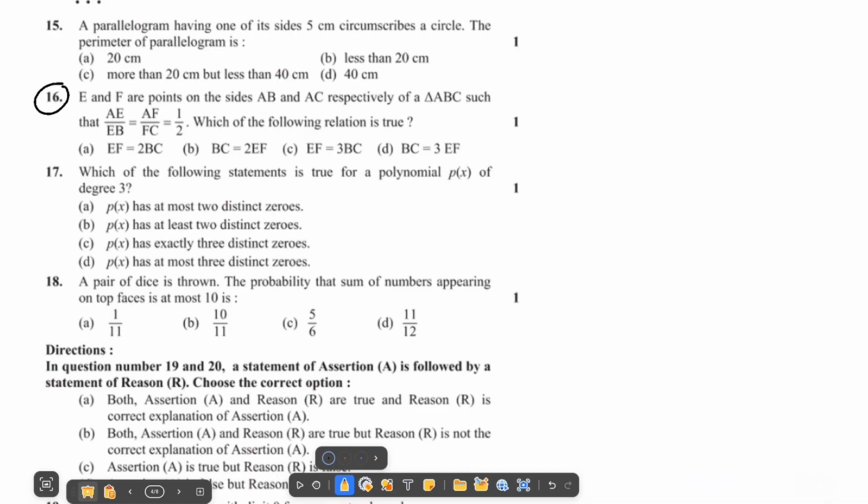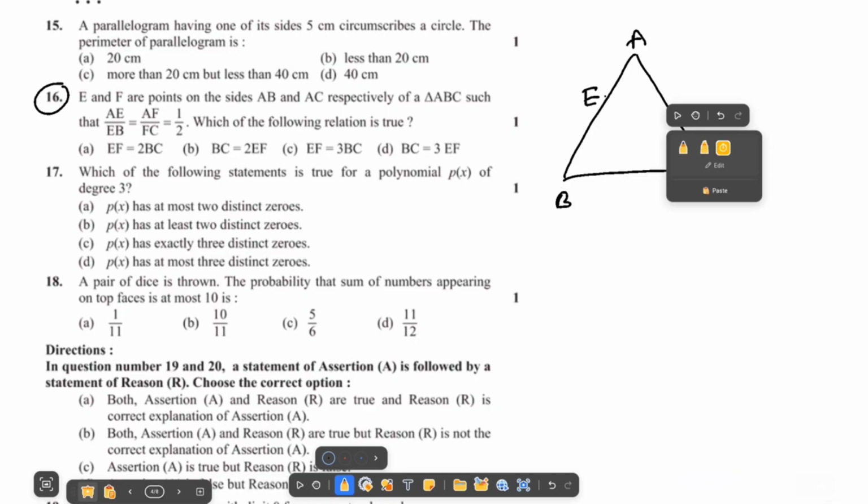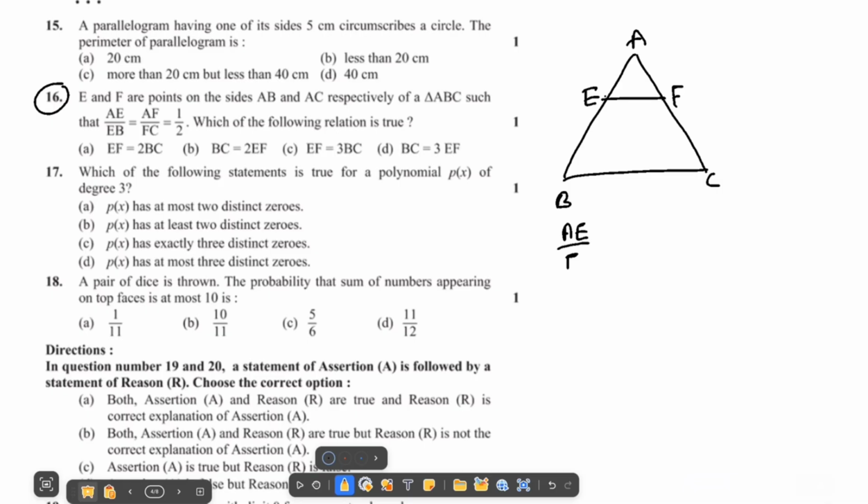So let's check. Let's draw the rough diagram. So there is a triangle ABC. E is a point on AB side and F is a point on AC side such that, it is given, AE by EB is equal to AF by FC is equal to 1 by 2.